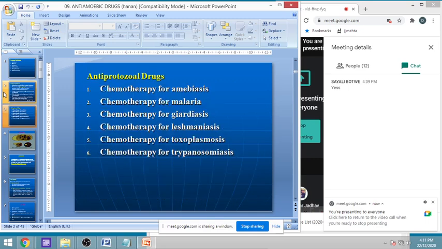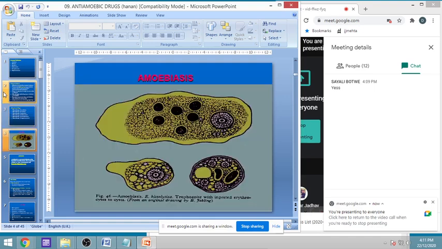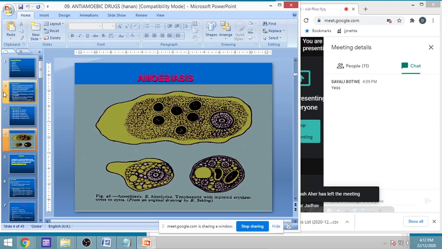So whatever drugs we are having, these are for all these six: chemotherapy for amoebiasis, malaria, giardiasis, leishmaniasis, toxoplasmosis, and trypanosomiasis. So these are various treatments which we can have, and accordingly the drugs will be used. We'll start with amoebiasis. It is caused because of infection from the amoeba. The organism is Entamoeba histolytica, and this is the structure of it.